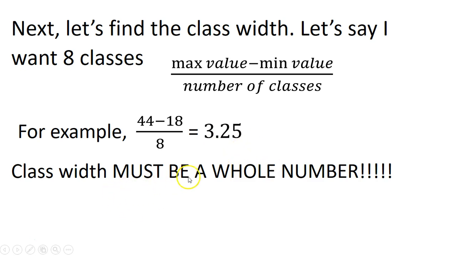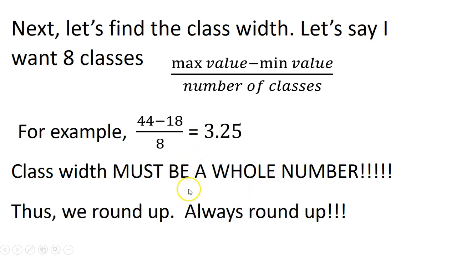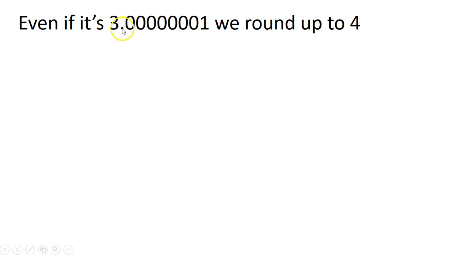Class width must be whole numbers, okay? Can't have 0.25 of one. Thus, we normally always round up to figure out what our class size should be. Always round up. It doesn't matter if this is 2.5 and I should be closer to 3, round up, it's 4. So if I want 8 classes of all of those in between there, I'm basically saying I want to do every 4 ages. Right? So even if it's 3.0000, you still round up to 4.